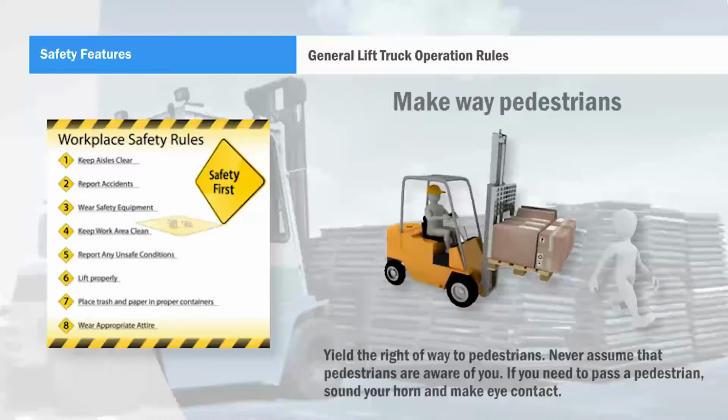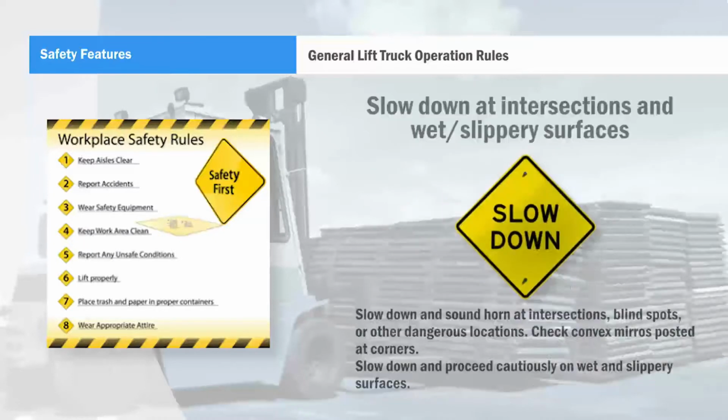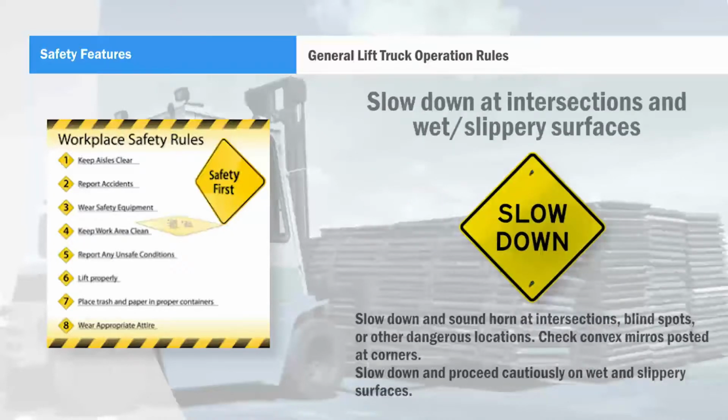Never assume that pedestrians are aware of you. If you need to pass a pedestrian, sound your horn and make eye contact. Slow down and sound horn at intersections, blind spots, or other dangerous locations. Check convex mirrors posted at corners. Slow down and proceed cautiously on wet and slippery surfaces.